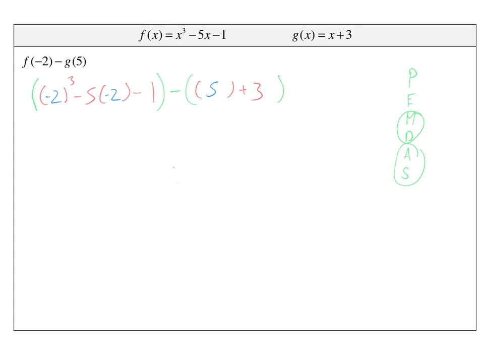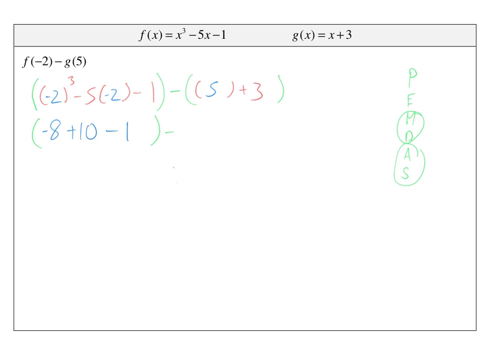So this right here would become negative 8, because that's negative 2 times negative 2 times negative 2. Right here, we get negative 5 times negative 2. Because there's no more exponents, we're done. Now we're going to multiply, divide. So that right there would be a positive 10. And I'm going to bring down the 1.